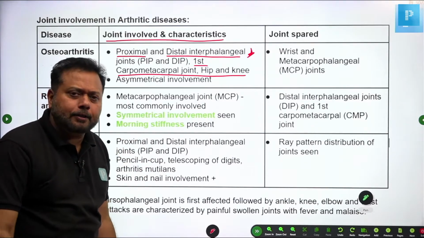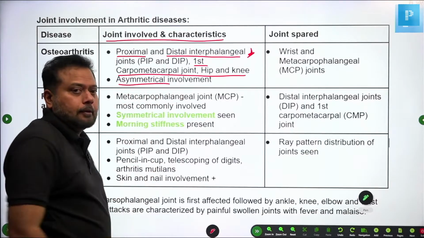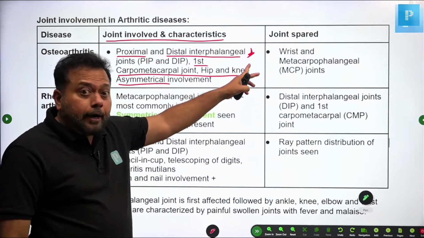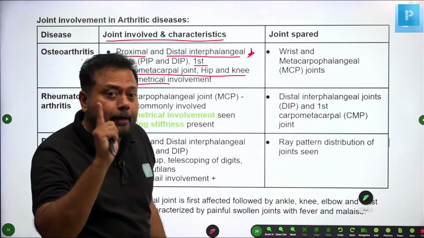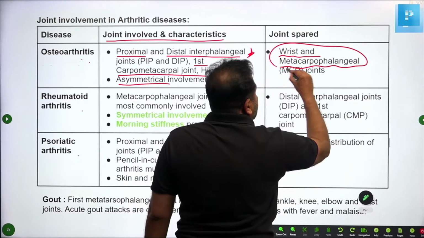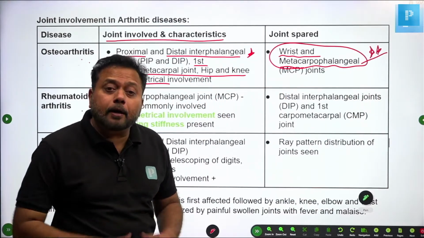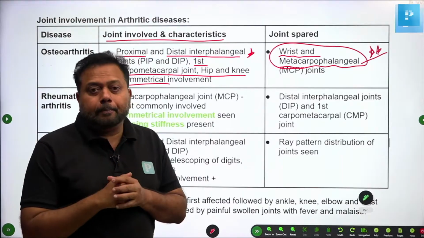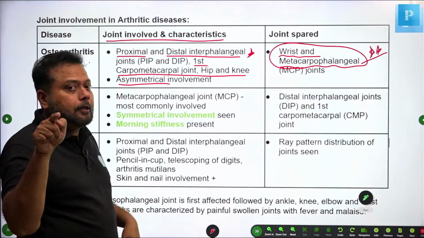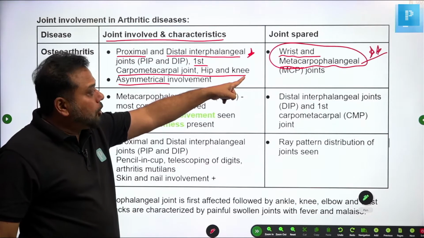The common joint is the knee joint in OA. Involvement will be asymmetrical, not necessarily equally left side and right side. The joints that are spared in osteoarthritis, a question asked several times, are the wrist and metacarpophalangeal joints. Very slippery. In OA, the joints that are spared are wrist and MCP. Only the proximal and distal interphalangeal joints are involved, not the metacarpophalangeal joint.